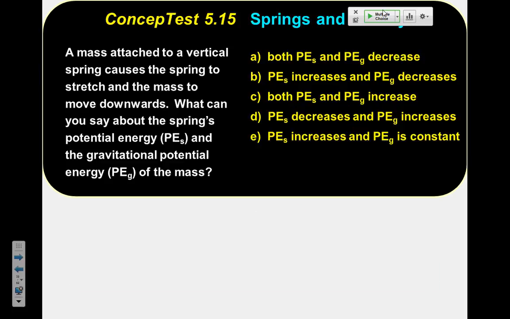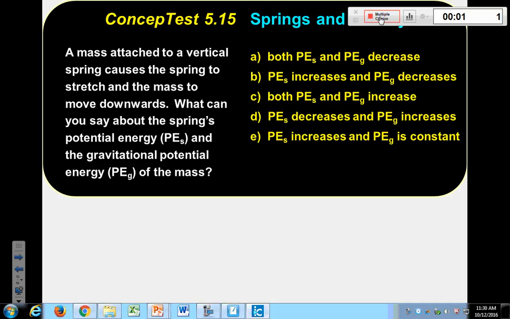A mass attached to a vertical spring causes the spring to stretch and the mass to move downwards. What can you say about the spring's potential energy and the gravitational potential energy of the mass? That's what my spring is doing. What happens to the energies of the mass and the spring?